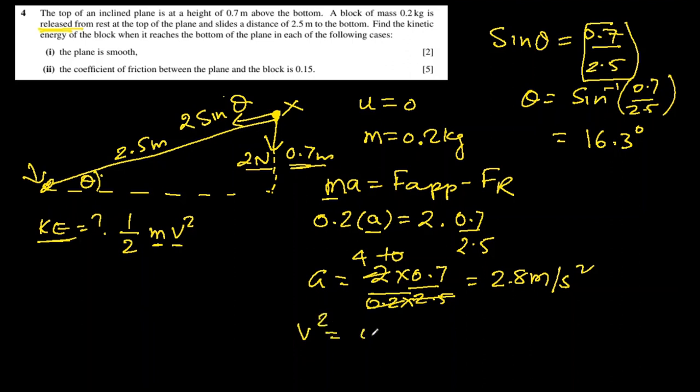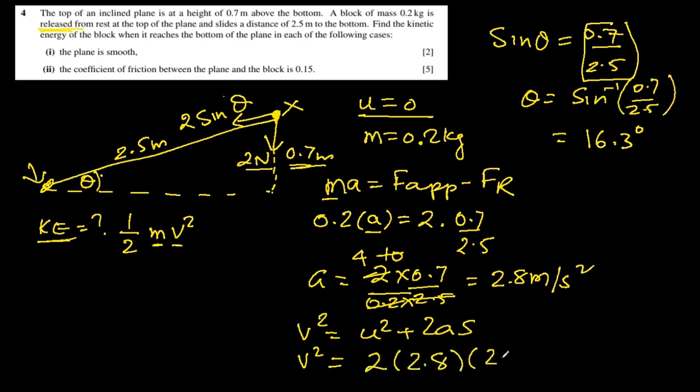V square equal to U square plus 2AS. So V square we want to know, U square we know, U is 0, so U square will be 0. I'm not writing it. 2 times acceleration is known to us now, 2.8. And this is the distance it traveled. So 2 times 2.5 is 5, and 5 times 2.8 will be 14.